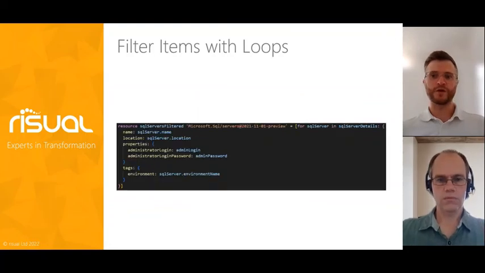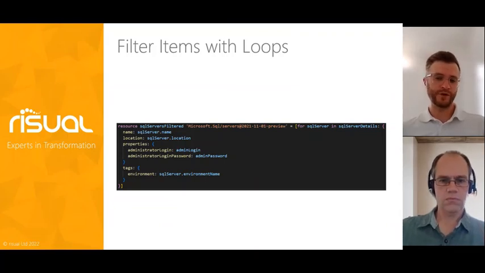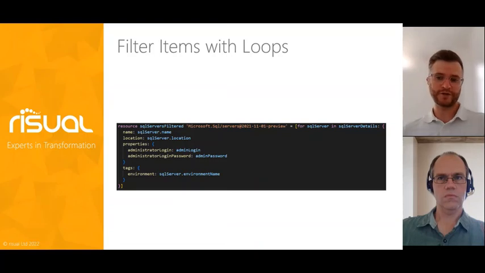So the for loop would look the same as what we've already been through. In this example, we have for sqlServer in sqlServerDetails. Then for the resource properties, we use sqlServer.property. So the name would be sqlServer.name, the location would be sqlServer.location, and the tag for the environment would be sqlServer.environmentName. So this code would create 3 SQL servers with the details from the individual objects in the array. You can add additional objects into the array to create additional SQL servers.